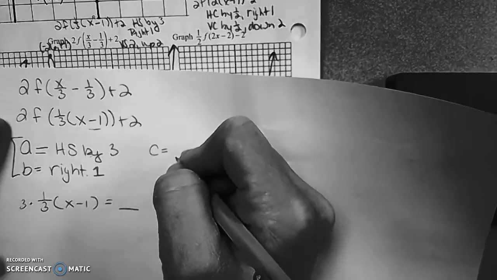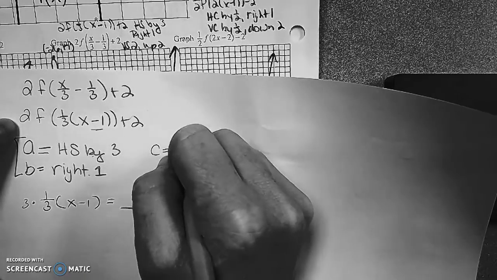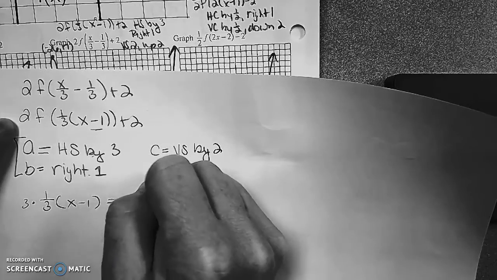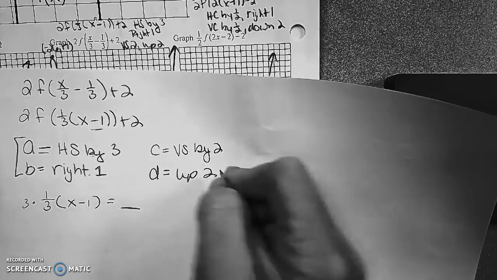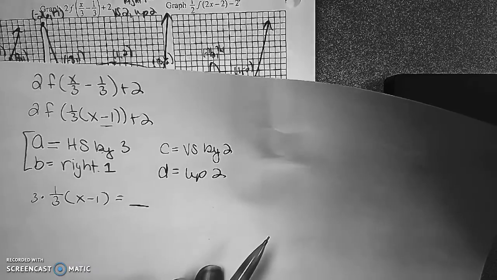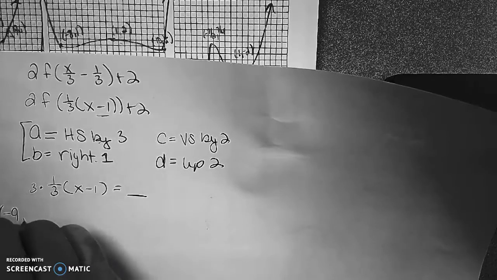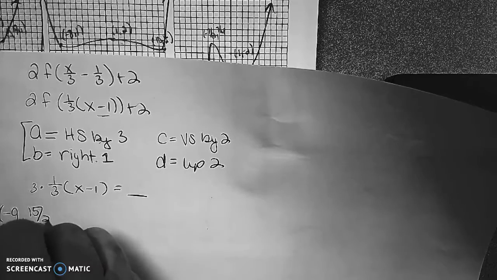Everything on the outside is changing your y's, and so therefore C is 2. That's going to be a vertical stretch by 2. And then D is up 2. Now, since these are kind of sticky points, instead of just taking your pencil and putting it on the graph, I'm going to look at it a little bit differently. So I'm going to take the point -9 and 15/2.